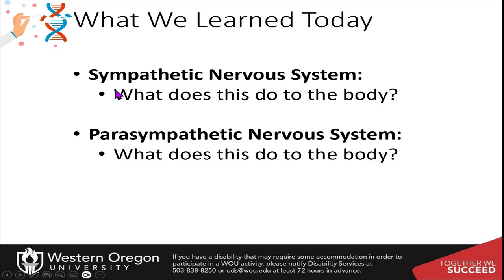We also learned what the sympathetic nervous system does to the body. So that was our diagram about increased blood pressure, turn down digestion, turn down immune system. Parasympathetic nervous system, the direct opposite, right? You're going to relax, decrease blood pressure, increase digestion, reproduction, all of those things, right?